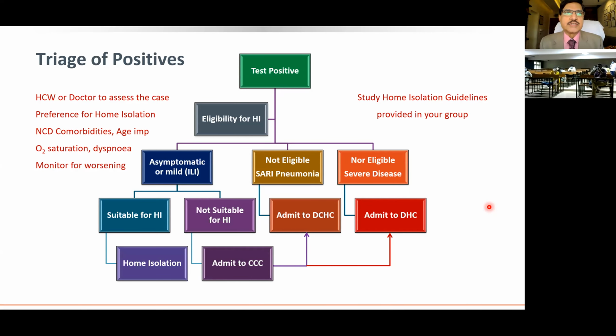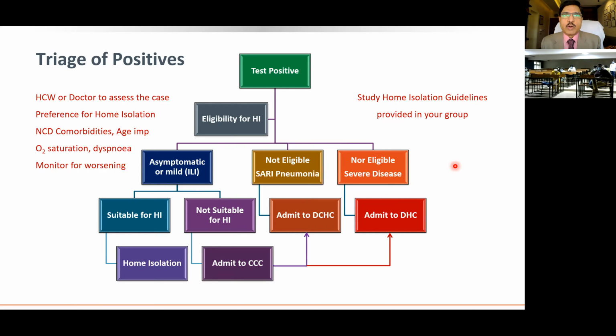Then the immediate question is, should I admit the patient to the hospital or should I offer home quarantine? Quarantine is only for people who are negative. For test positives it is home isolation, HI. Are they eligible for home isolation or should they be admitted? How do I decide? The healthcare worker or the doctor treating the patient has to assess the case for home isolation. So here you have to be guided by the clinical criteria. What are they?